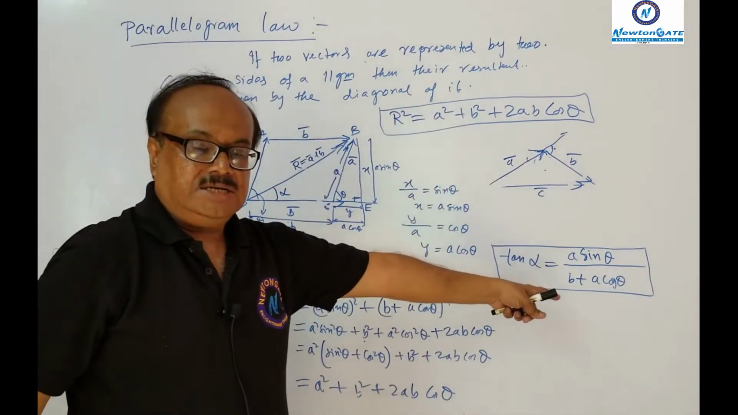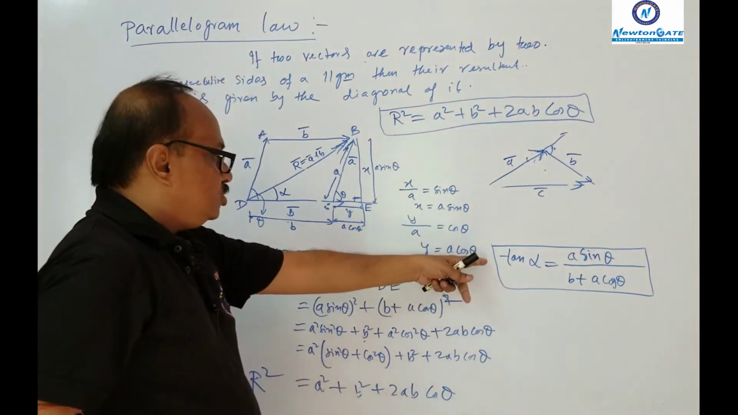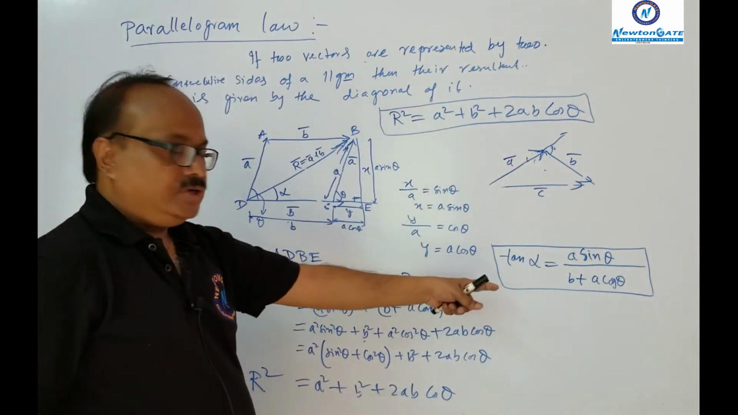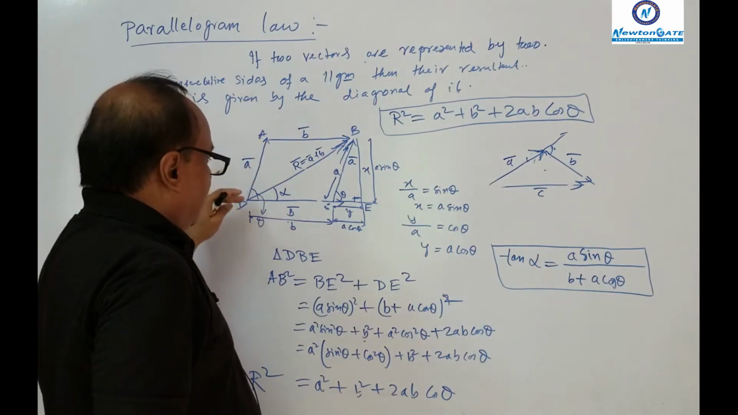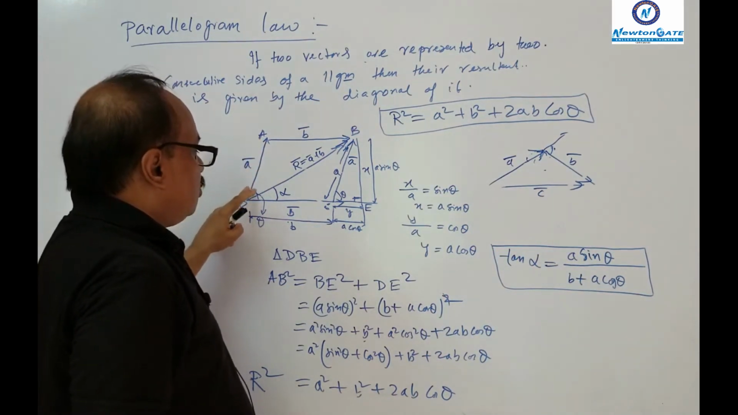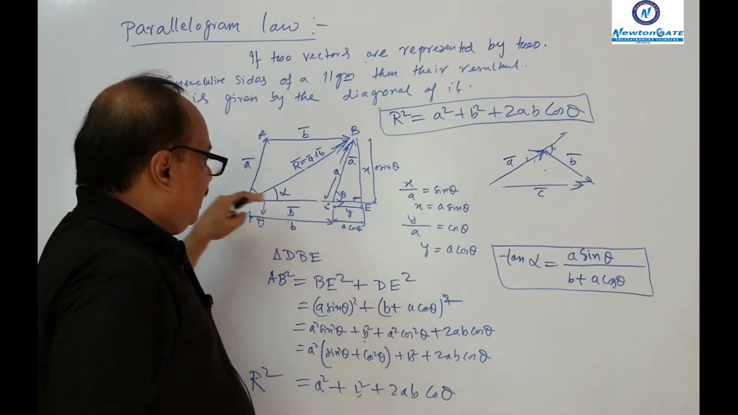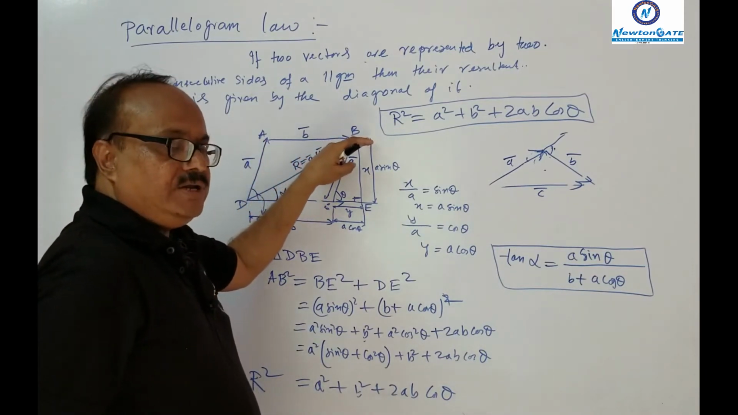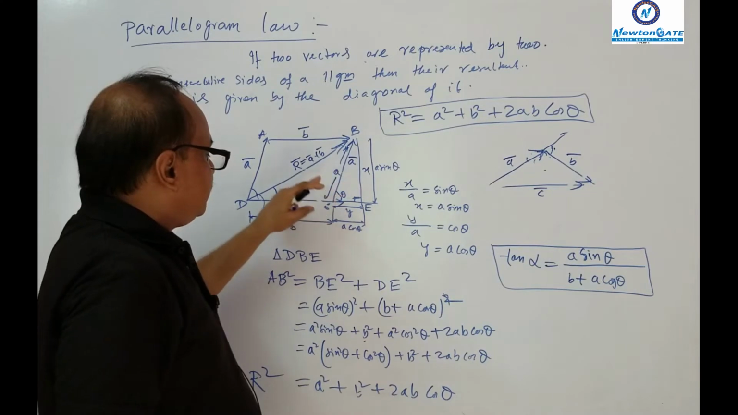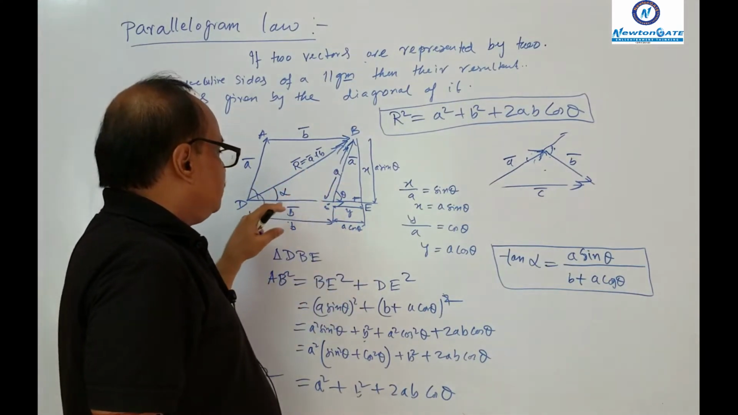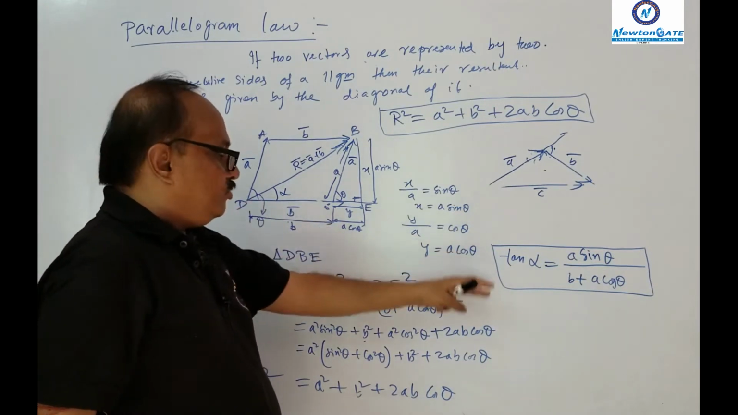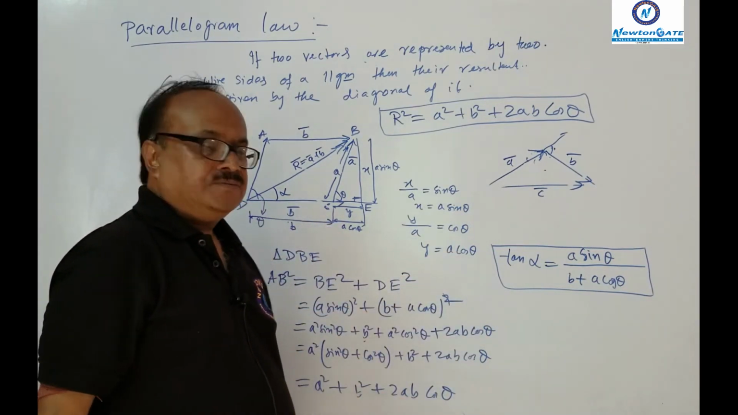So you see that it is successful. So resultant also I got it. Magnitude also is done. If I represent the vectors along the direction of two consecutive sides of the parallelogram, then the diagonal will give you the resultant of these two vectors, and the resultant's direction and magnitude both, we have already computed. This is the thing.